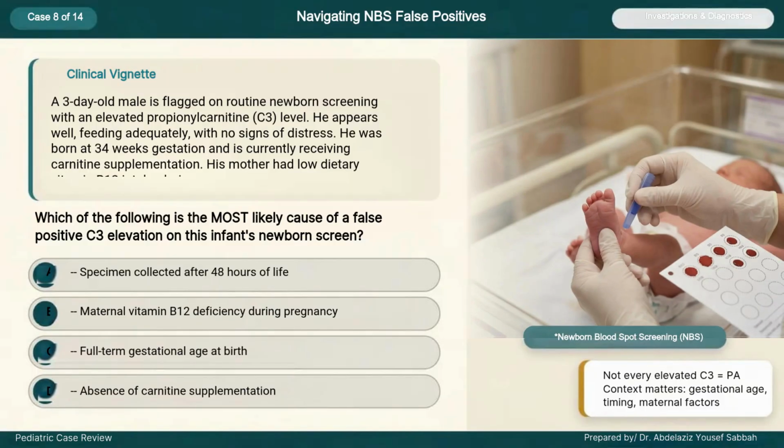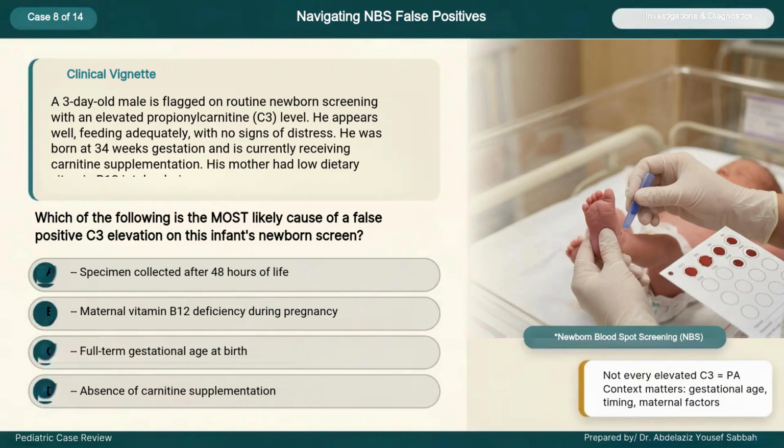Case 8. A 3-day-old male is flagged on routine newborn screening with an elevated propionyl carnitine, C3, level. He appears well, feeding adequately, with no signs of distress. He was born at 34 weeks gestation and is currently receiving carnitine supplementation. His mother had low dietary vitamin B12 intake during pregnancy. Which of the following is the most likely cause of a false positive C3 elevation on this infant's newborn screen?